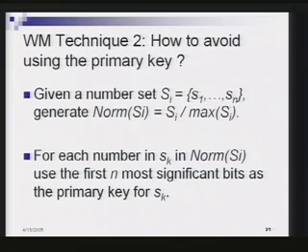So how to avoid using the primary key? They have a very ad hoc solution. The ad hoc solution is, given a number set Si, generate the normalized Si. How? You get Si and divide it by the maximum of Si. This division means that each item of Si is going to be divided by the maximum of Si. So now this maps the numbers to a region from 0 to 1. So now the numbers are normalized. And then for each number Sk in the normalized set, use the first n most significant bits as the primary key. So they use the most significant bits of the number as the primary key.